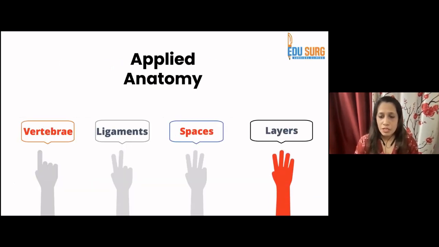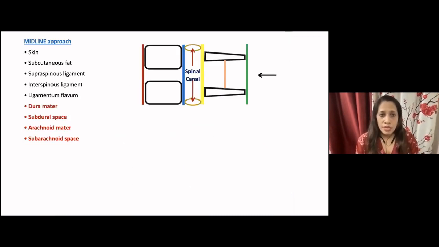Coming to the part of layers, here the layers mean the anatomical structures you are going to cross to actually reach the subarachnoid space or the epidural space. So there are two approaches. Most classical is the midline approach, where we use routinely. But sometimes when we face difficulties, or in elderly patients where there is a calcification of these ligaments, the access becomes difficult in the midline, or if there is some anatomical variation, then we may use the paramedian approach.